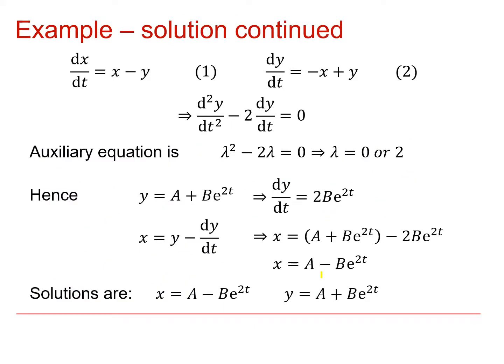And again, there's that constructed neatly for you. There's the solution of my auxiliary equation. There's establishing a solution for y from the auxiliary equation, and therefore for dy by dt, and substituting all of those back into actually a rearrangement of equation 2 here to give me x, and therefore my two solutions, x and y.